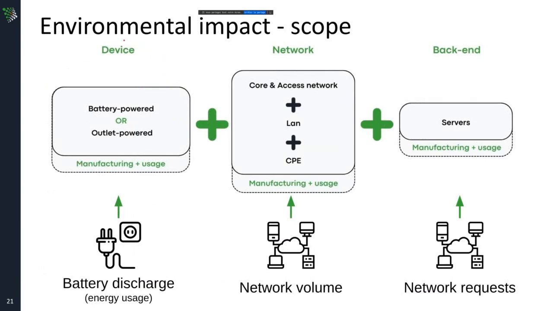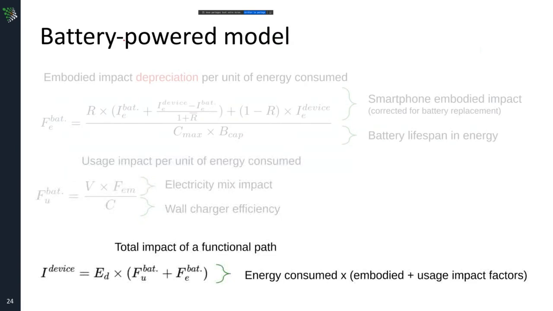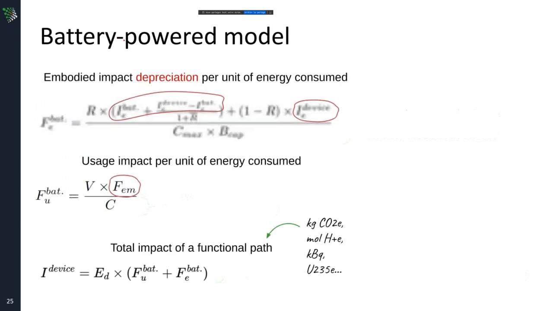Something that's important regarding these equations is that we are using impact factors from the literature, so impact factors regarding the manufacturing of hardware and regarding the electricity mix. So we can use the same formulas for all impact categories. This works for climate change, this works for ionizing radiation, ecotoxicity, and so on. We just need to replace this value in the equation. The equation remains the same.